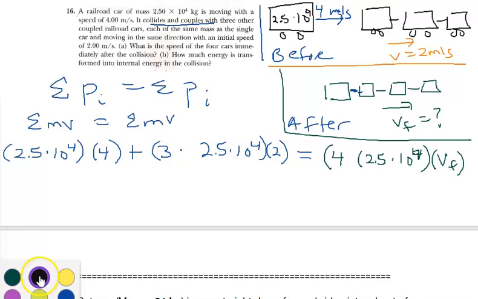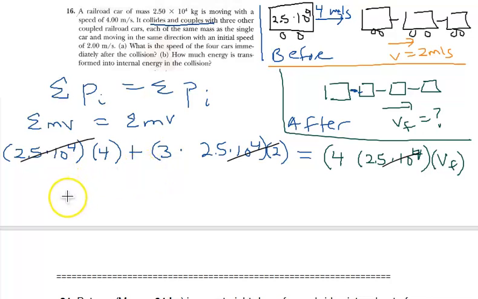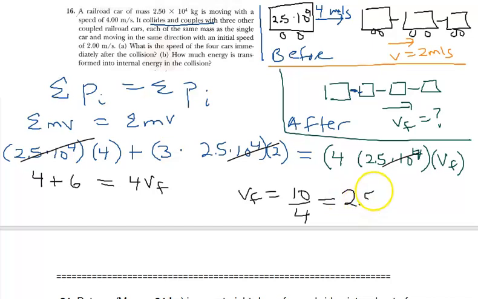Okay, now the mass is in every term, so this actually will cancel, which gives us 4 plus 6, because we got a 2 going on here, and 3 there. Equals 4V final, right? So V final is 10/4, which is 2.5 meters per second. Okay, so let's check to see if that makes sense.